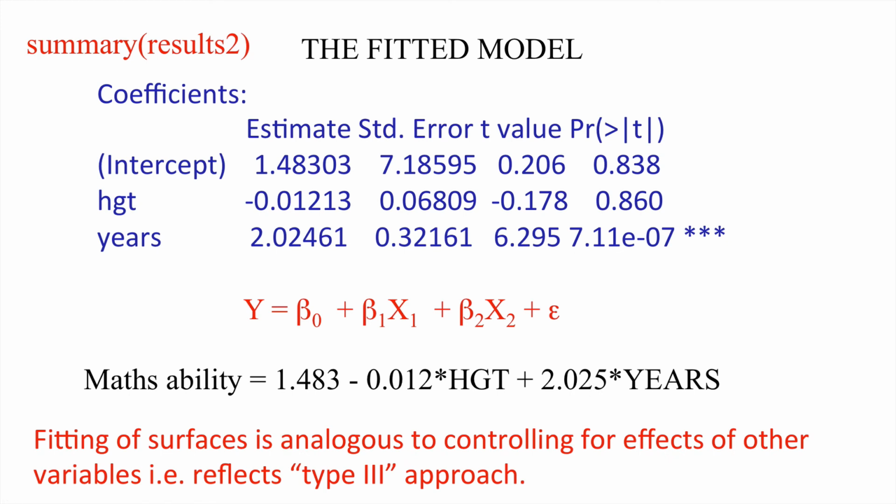Now, you'll notice that fitting surfaces, in terms of working out what the coefficients are of this fitted GLM, is analogous to controlling for the effects of the variables. So the significance terms that we're seeing actually reflect type 3 sum of squares.